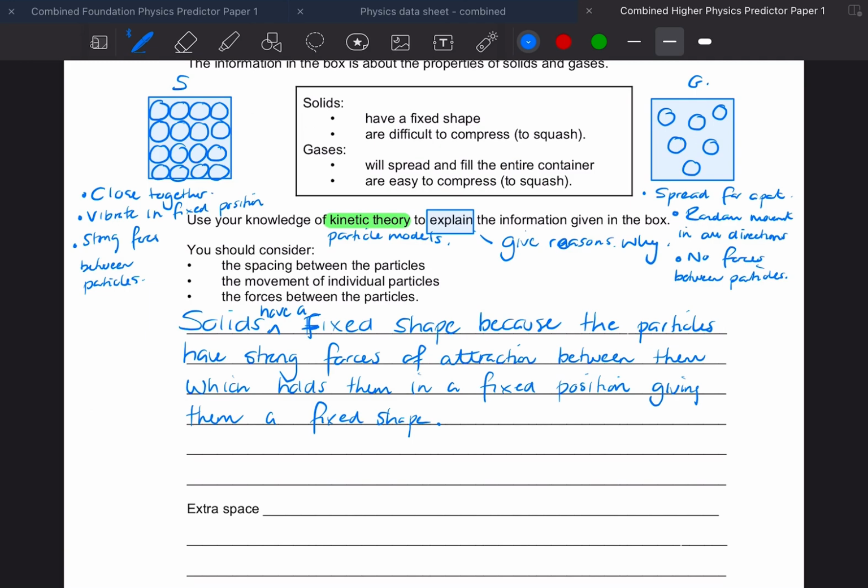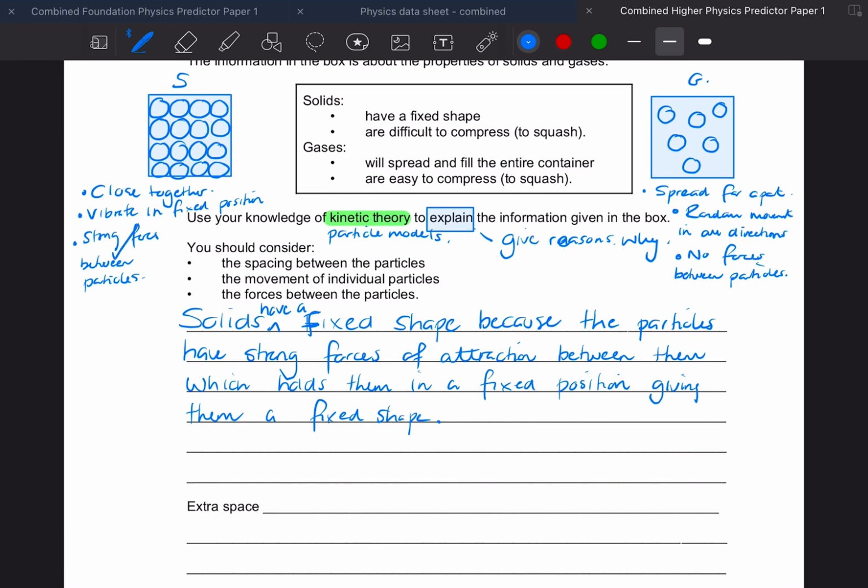So, what have we talked about? If we answered why they're a fixed shape, it's because the particles have strong force of attraction. So I can take these off when I've done them. So we've done the strong force of attraction one, which holds them in a fixed position, giving them a fixed shape. We probably should say that it's a fixed regular position, giving them a fixed shape. Yep, so we've done that one.